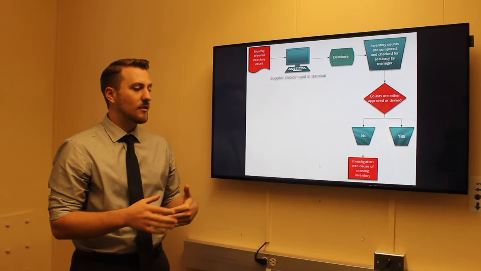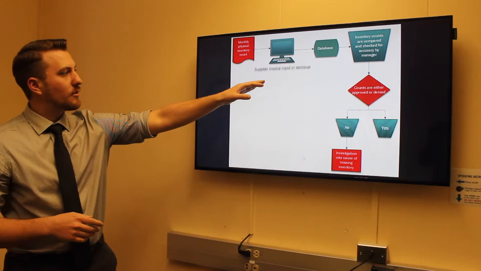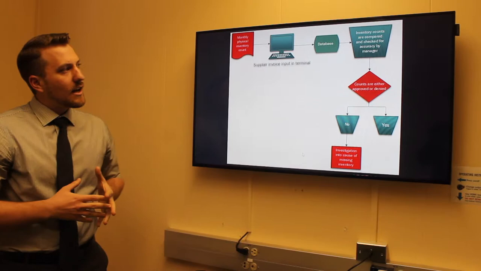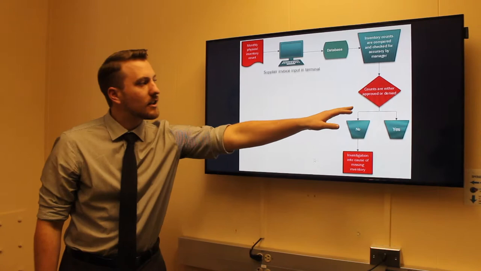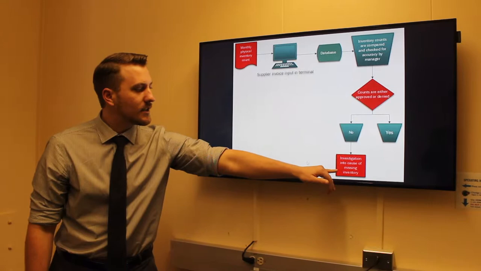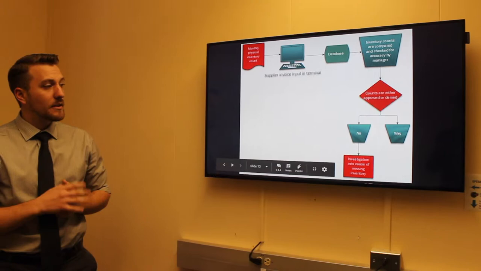Once you actually complete the count, what we're going to do is have you upload it. It's going to be input into a terminal, into a database. Then the inventory counts are going to be compared and checked for accuracy by a manager, and they're going to be signed off. So the counts are going to either be approved or denied by that manager. If they're not approved, then an investigation is going to be launched into the cause of the missing inventory. If everything does align, then you'll be good to go. No further action needed.